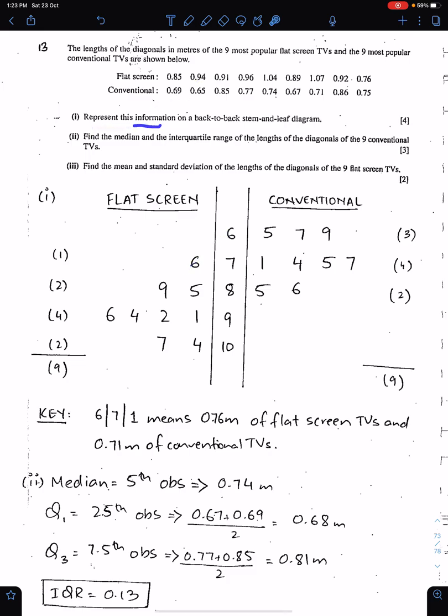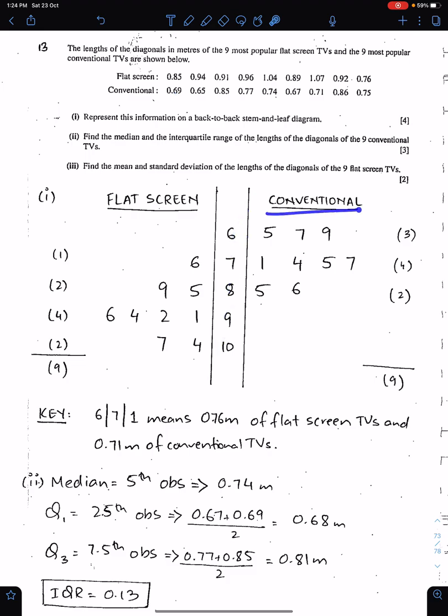Represent this information on a back-to-back stem plot. We don't need to mention the decimal here, we will mention the decimal in the key. Flat screen is here, conventional screen is here, and we just need to observe the lowest and highest values. The lowest value of these two data sets is 0.65 and the highest value is, I guess, 1.07. So 6 should be here, 6, 7, 8, 9, 10.